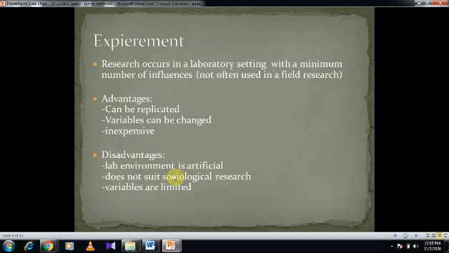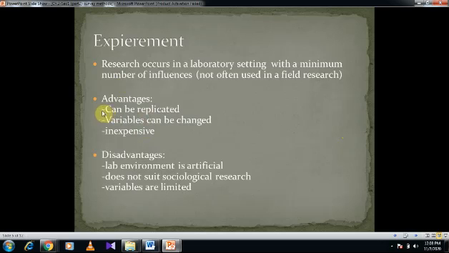The third type of quantitative method is an experiment. An experiment is when the research occurs in a lab with a minimum number of influence. This is not usually done in field research. For example, the experiments that are run on rats, chimpanzees, or any other species of animals in order to discover their characteristics or to test any hypotheses that they have.